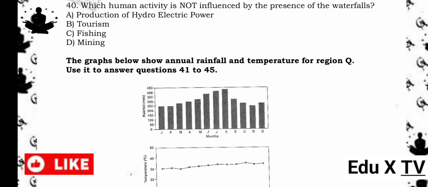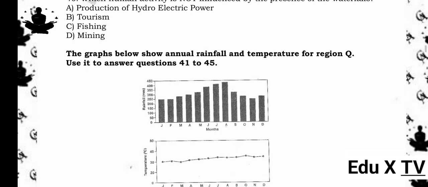40. Which human activity is not influenced by the presence of the waterfalls? A. Production of hydroelectric power. B. Tourism. C. Fishing. D. Mining. The answer is D. Mining. Reason being, mining is not directly related to waterfalls. The graphs below show annual rainfall and temperature for region Q. Use it to answer questions 41 to 45.